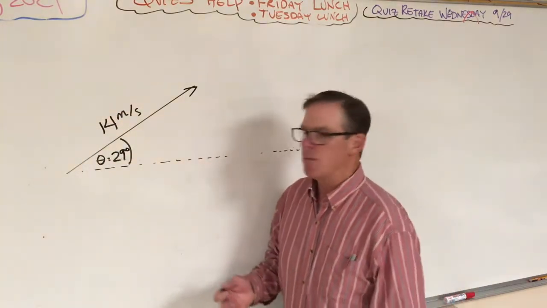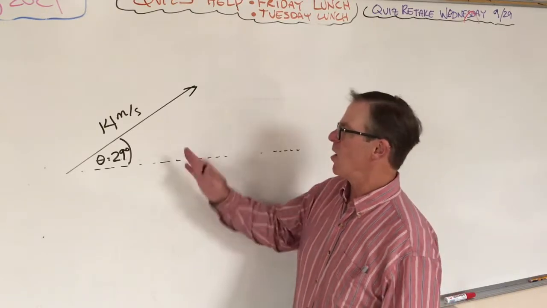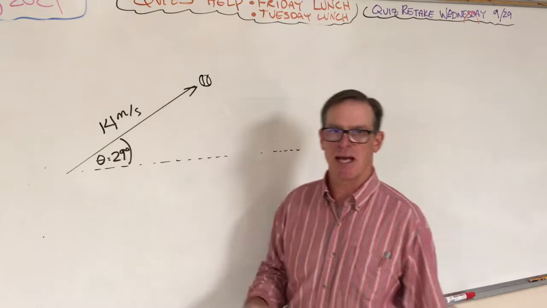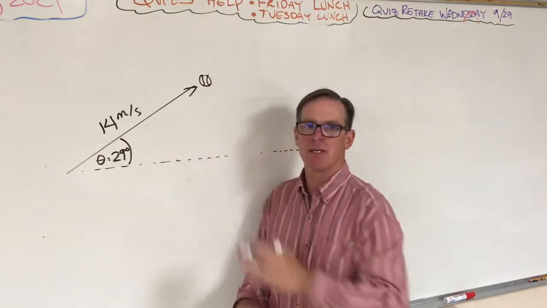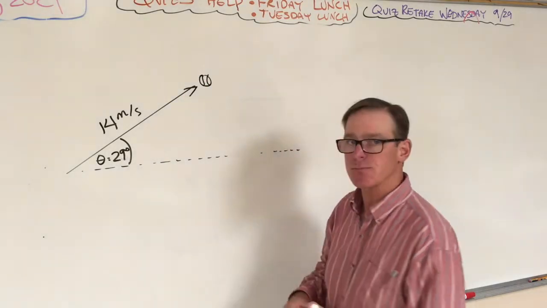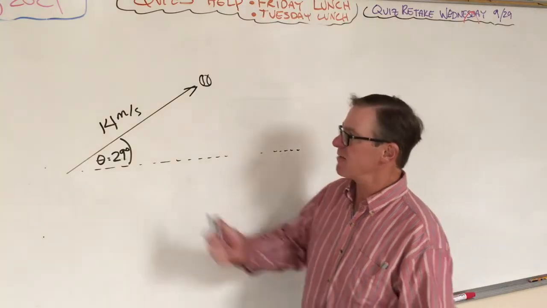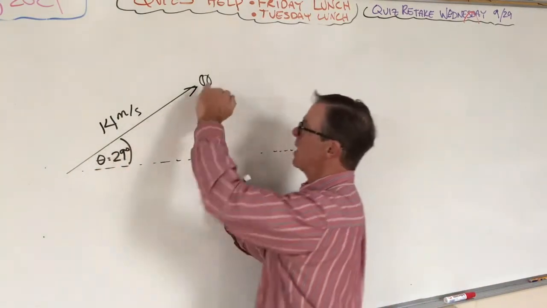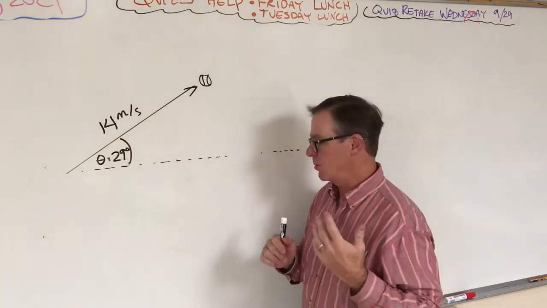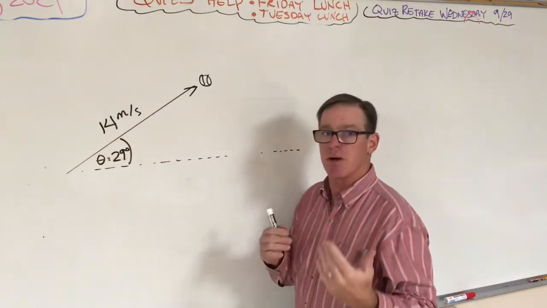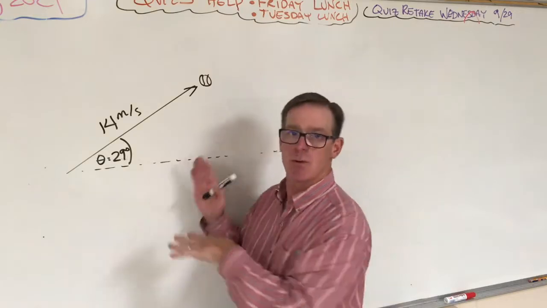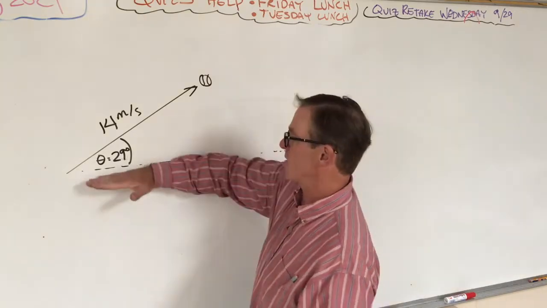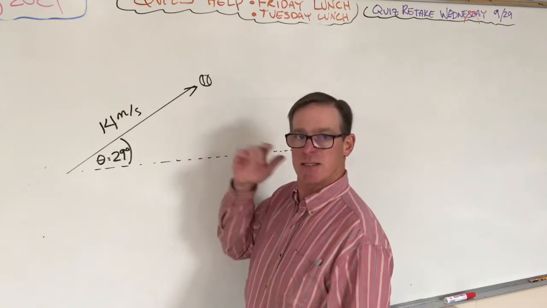I just made up some numbers, but let's assume for the moment that you launch a baseball or a football or something at 14 meters per second at an angle of 29 degrees above the horizontal. We can think of that 14 meters per second as having a horizontal part and a vertical part. And those parts are actually just the sides of a right triangle that are formed when we draw the horizontal vector and the vertical velocity vector.